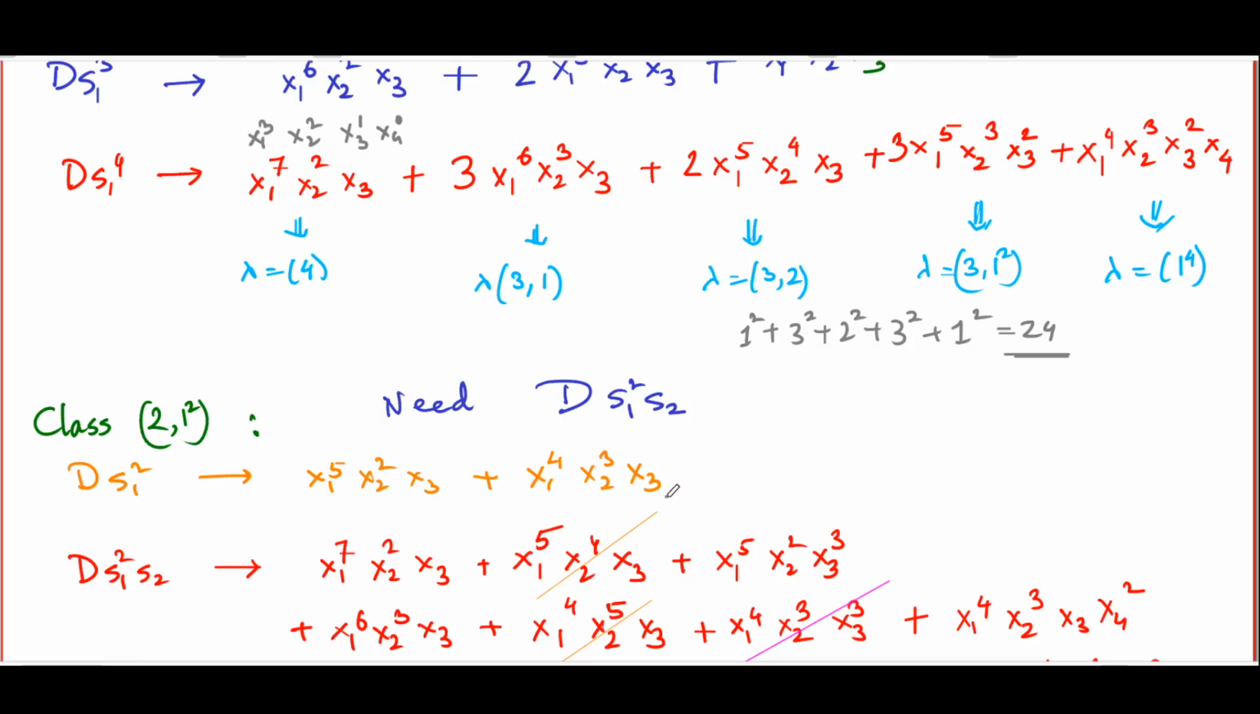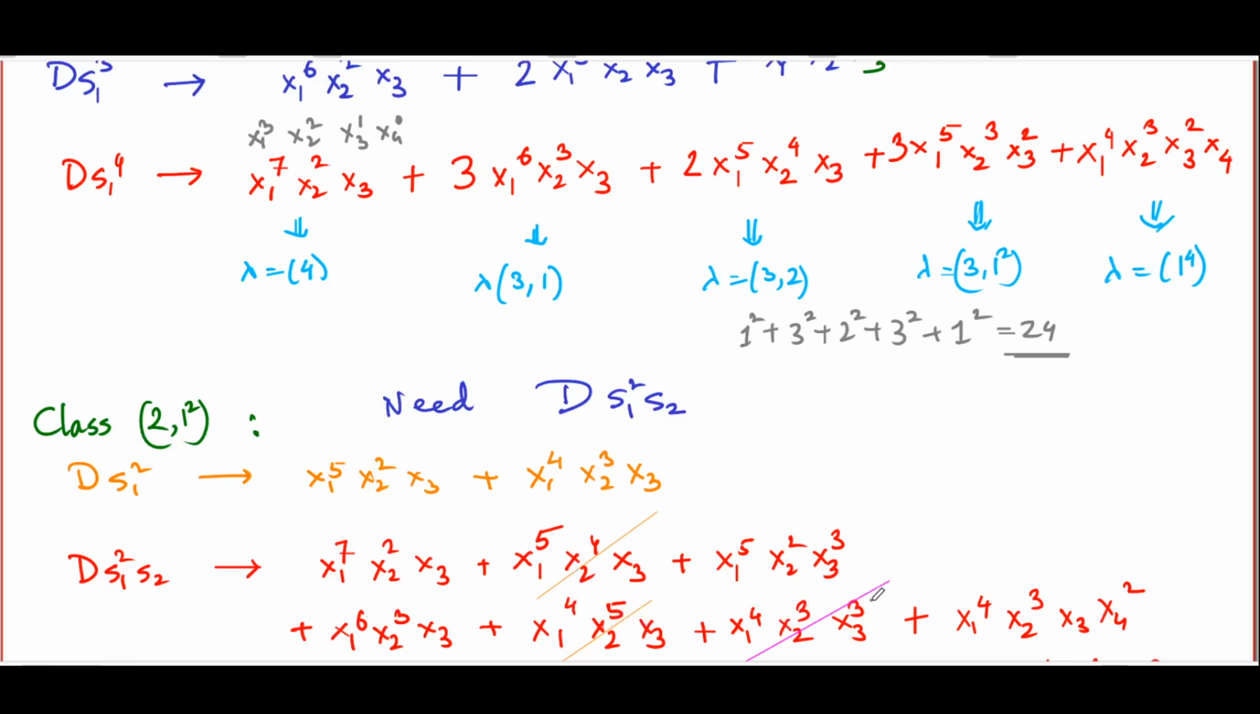Well, if you did the same thing with this, x1 to the 4, x2 cube, x3, multiplied by x1 square, you get this, 6, 3, 1 for the powers. x2 square gives you 4, 5, 3.